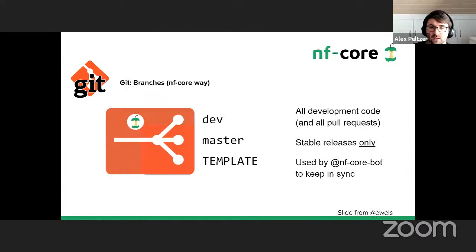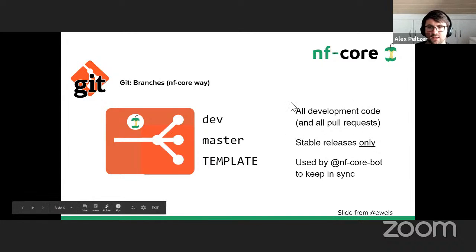Yeah. In nf-core, we use branches quite efficiently. So we have typically at least 3 branches per repository, per pipeline in this case. So we have a dev branch. This is where all the development code is and all the pull requests usually end up.